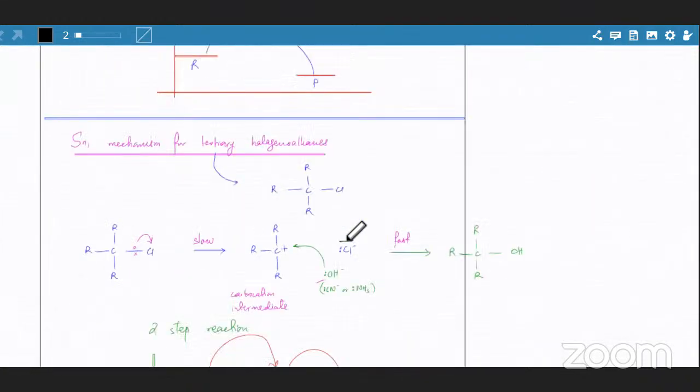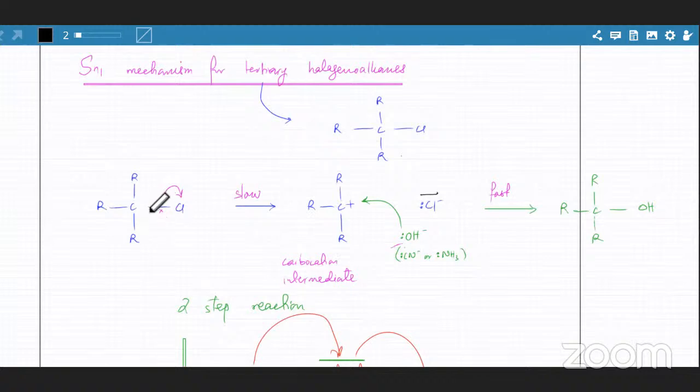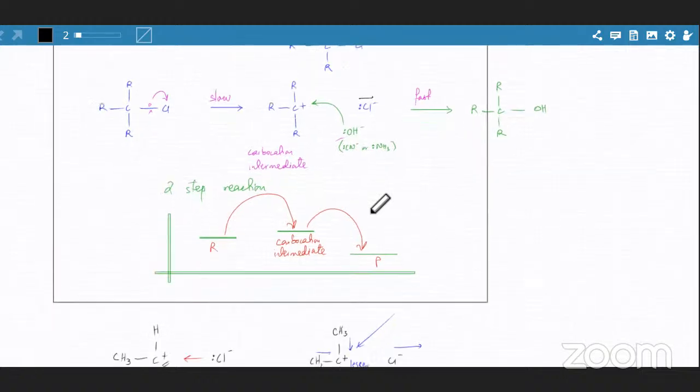What happened in SN1? In SN1, the carbon wasn't very strongly positive. Why? Because it was surrounded by carbon chains. So the Cl minus was easily able to leave because the positive charge wasn't very strong, as it was surrounded by carbon chains which have an electron donating effect. So the carbocation intermediate that is formed is very stable and it allows the Cl minus to leave. Next, in the second step, the OH minus comes in and gets attracted to the carbon that is positive. So it was a two-step reaction.